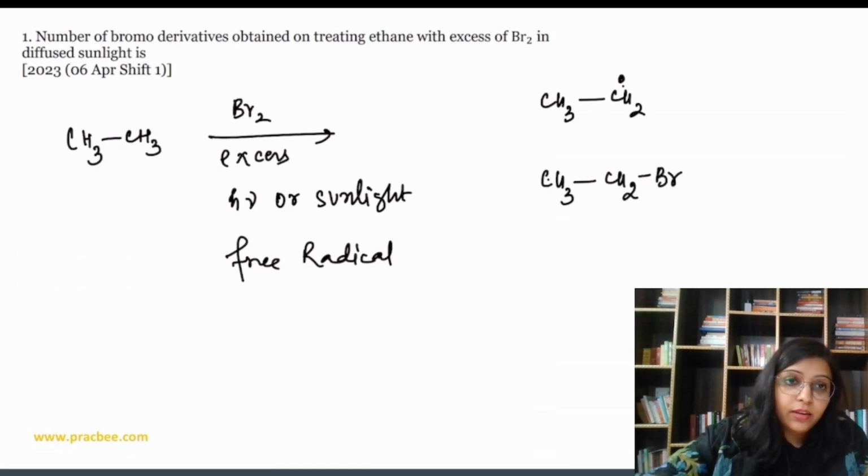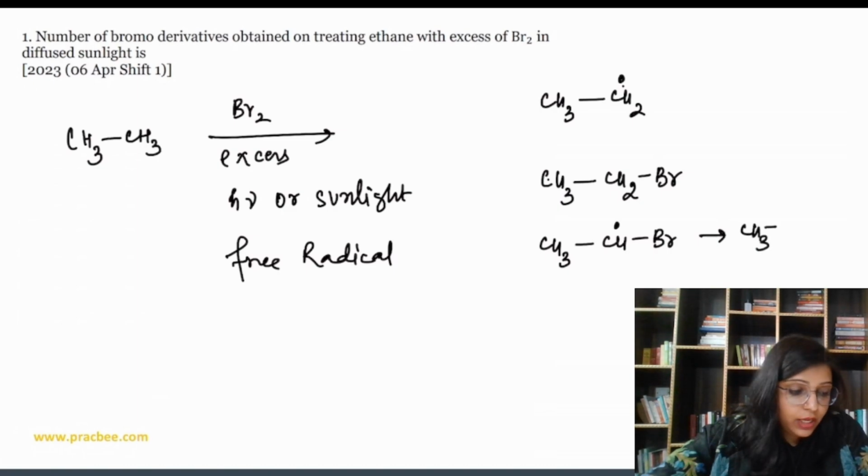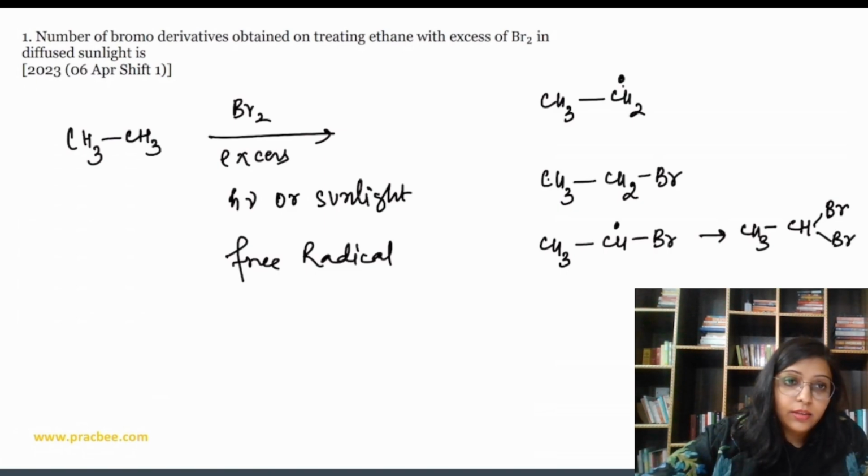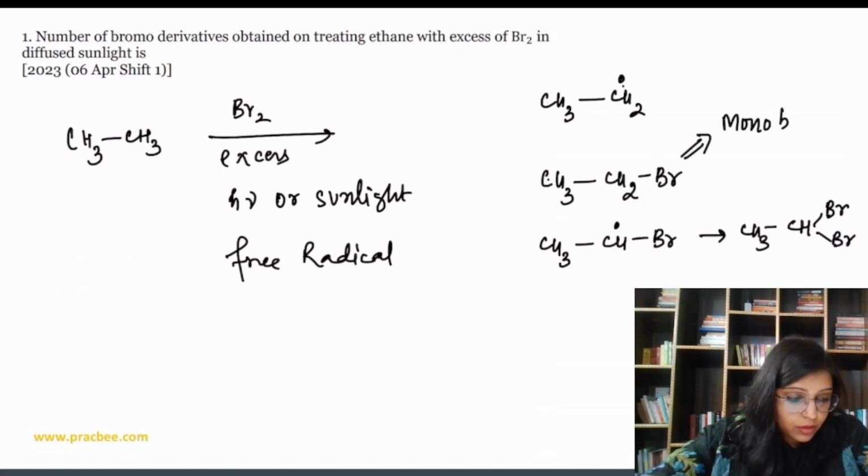Now again what we can do? Another free radical we can form. So CH3, CH radical and Br. So from this we can form CH3, CH, Br and Br. Right? This is a monobromo derivative.